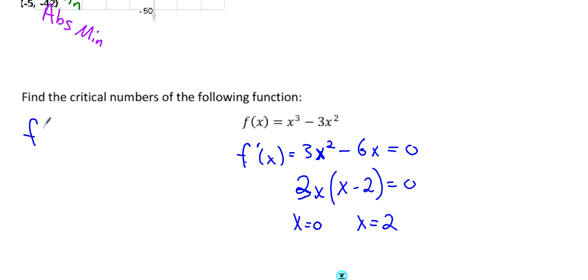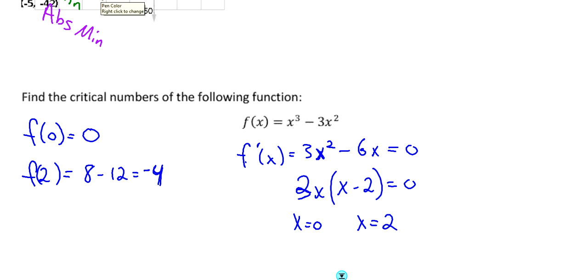And again, f of 0. So we plug in 0 and we get 0. And then we plug in 2, f of 2, which is going to be 8 minus 12, which is negative 4. So you can see that 0 is going to be higher than 2, so 0 is probably a maximum and 2 is a minimum. Not absolutes, but definitely maximums and minimums.